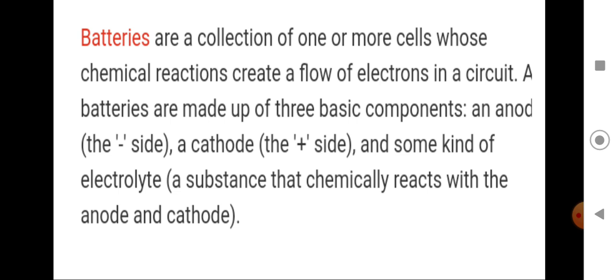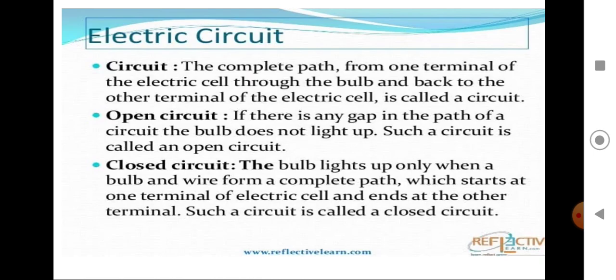By now you understand that there will be some chemicals. Due to the chemical reaction, chemical energy only will change into electrical energy in a battery or a cell, children. So now, electric circuit.